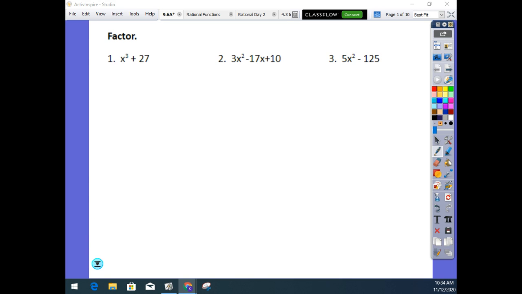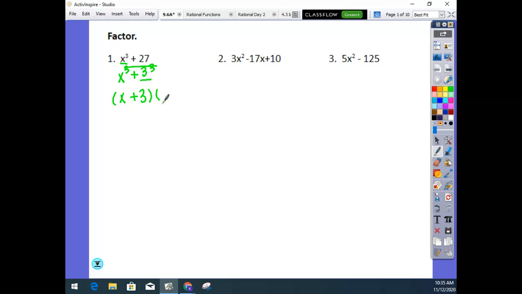So this is the 9.6a worksheet. Most of us have done the beginning part of this together, but let's just go back over it. First one, when you factor a cube, you want to replace everything with something to the third power. So we don't have to change the x. We just have to change 27 into 3 to the third. Then as soon as you do that, take away the cubes.